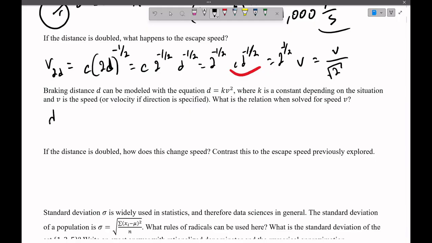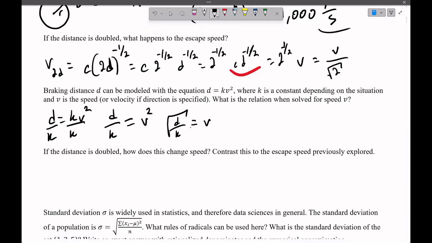Well, the first thing I'm going to do here is divide by k. And we get v squared equals d over k. And then I can take the square root of that. Now, technically, when we take a square root, we have to concern ourselves with plus or minus, but not in this case. We're talking about physical quantities here. There's no real reason to talk about velocity negative since we're only talking about one direction, so that's why I'm ignoring that part.